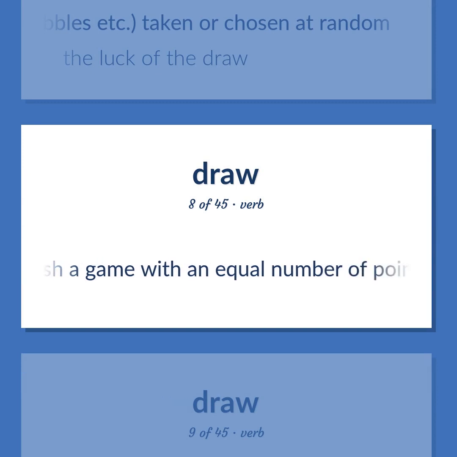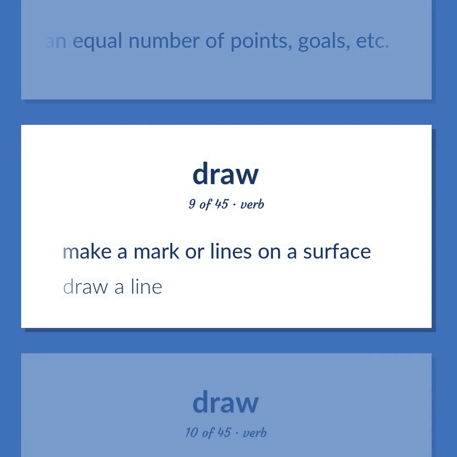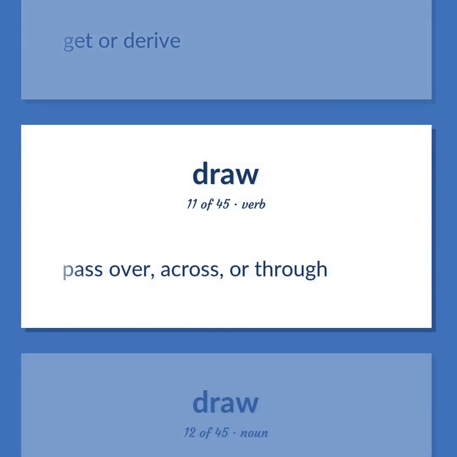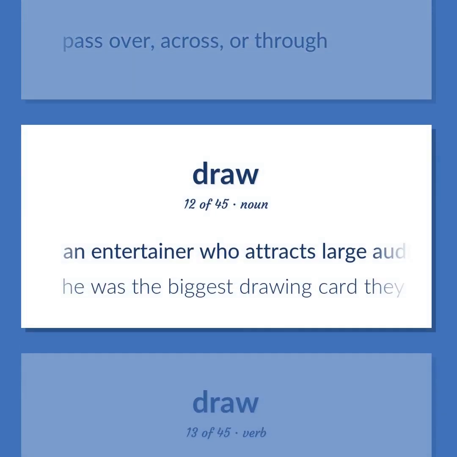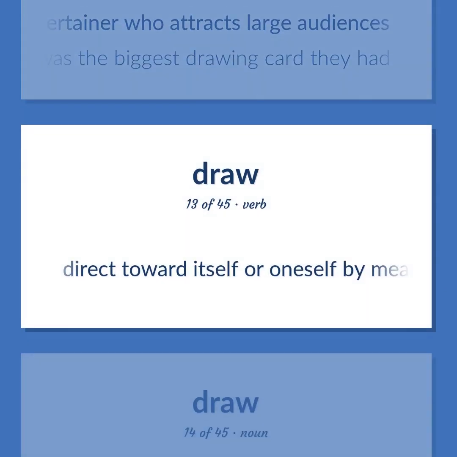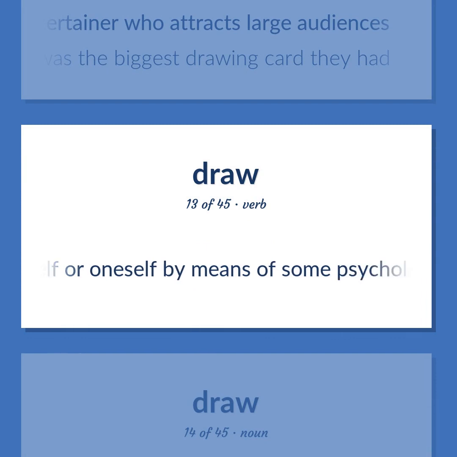Finish a game with an equal number of points, goals, etc. Make a mark or lines on a surface: draw a line. Get or derive. Pass over, across, or through. An entertainer who attracts large audiences. He was the biggest drawing card they had. Direct toward itself or oneself by means of some psychological power or physical attributes.